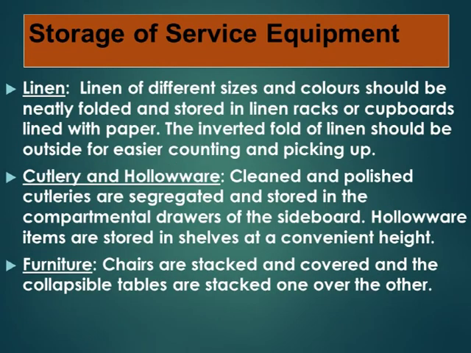Storage of service equipment. Linen. Linen of different sizes and colors should be neatly folded and stored in linen racks or cupboards lined with paper. The inverted fold of linen should be outside for easier counting and picking up. Cutlery and hollowware. Cleaned and polished cutleries are segregated and stored in the compartmental drawers of the sideboard. Hollowware items are stored in shelves at a convenient height. Furniture. Chairs are stacked and covered and the collapsible tables are stacked one over the other.